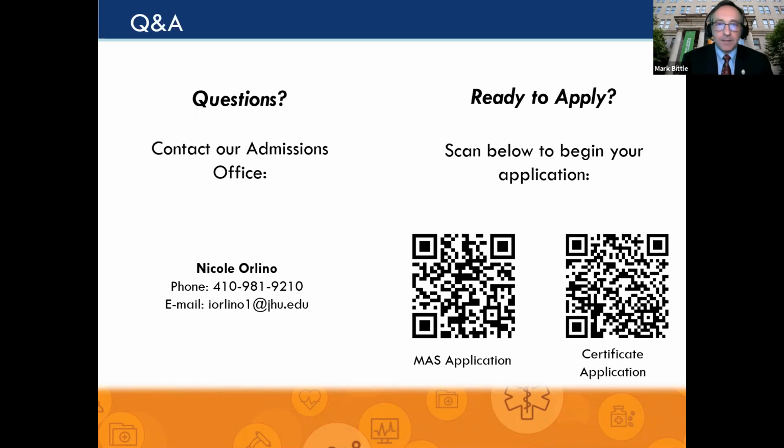This is designed so the simple answer is no. If you've not had public health courses in the past, that's not a deterrent by any stretch of the imagination. Our students are typically coming from the healthcare field, so they understand healthcare, and the concepts of public health that they need to know, we teach them.